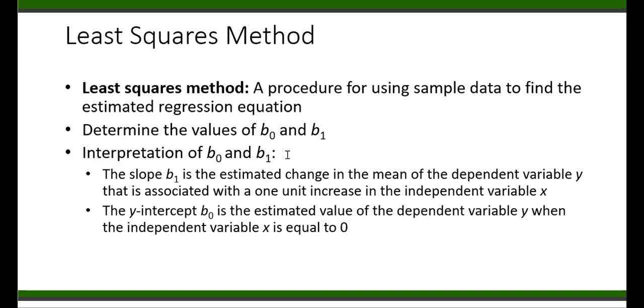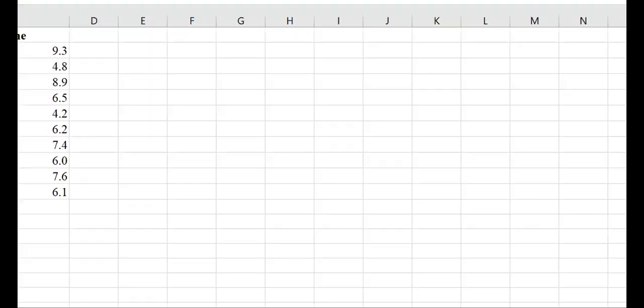It just tries to minimize the sum of squared errors. And error is y minus y hat. Y, the actual value of the dependent variable, minus y hat being the estimated value. All right. So now I'm going to go ahead and go to the Excel file.